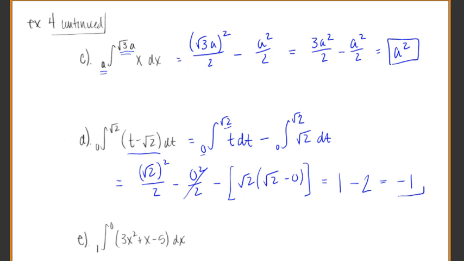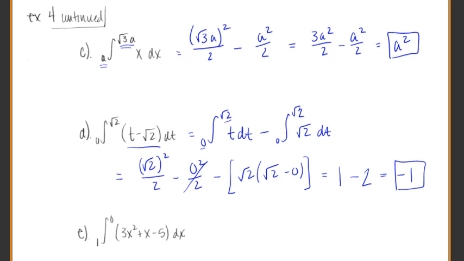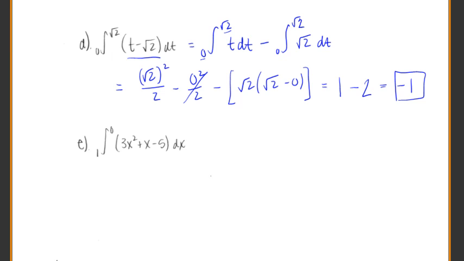Okay, so let's box that up and go on to part E. Looks like finally the last one of the group. So far, in all those rules, we've had our lower limit smaller than our upper limit. So right away, the first thing I think of before I even start this problem is I want to swap that around. So let's make it negative, then the integral from 0 to 1 of 3x squared plus x minus 5, dx.